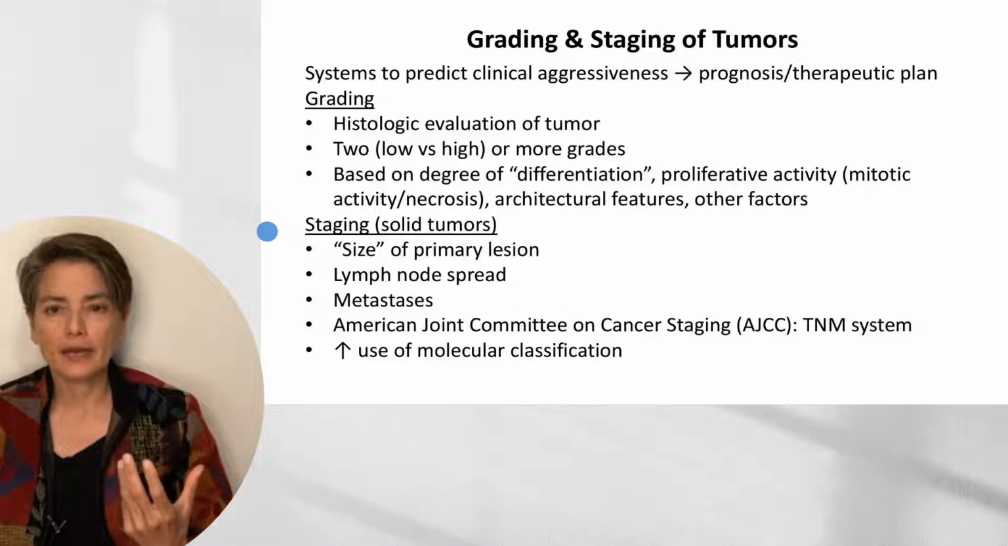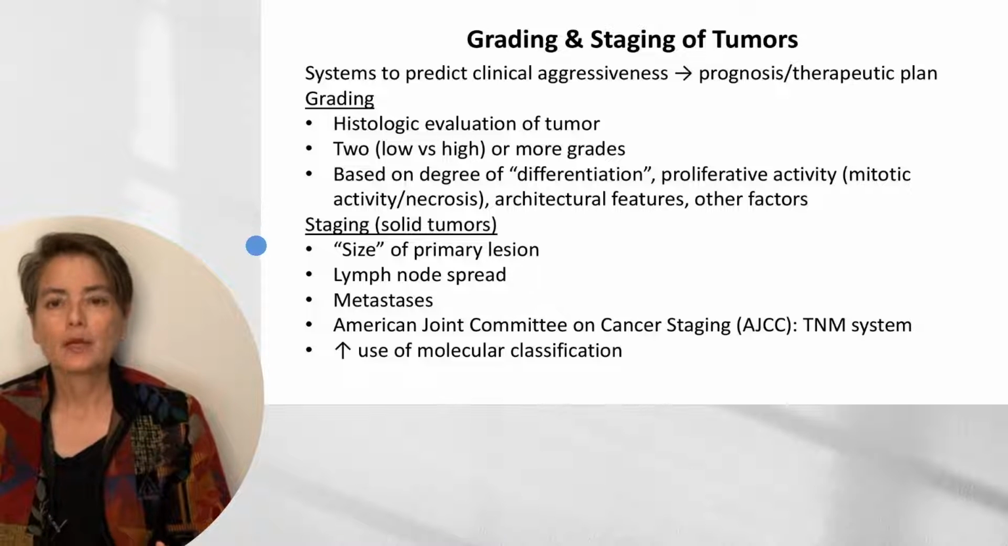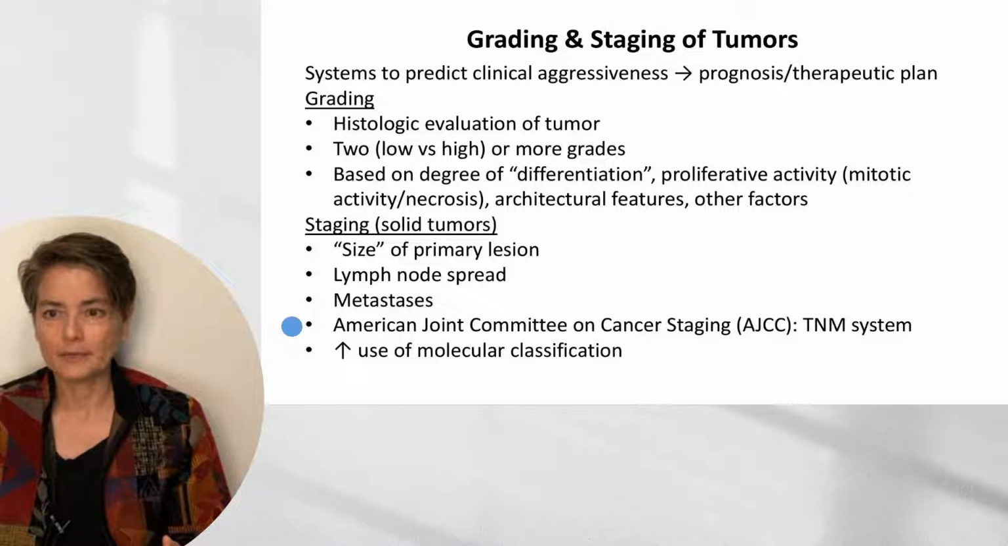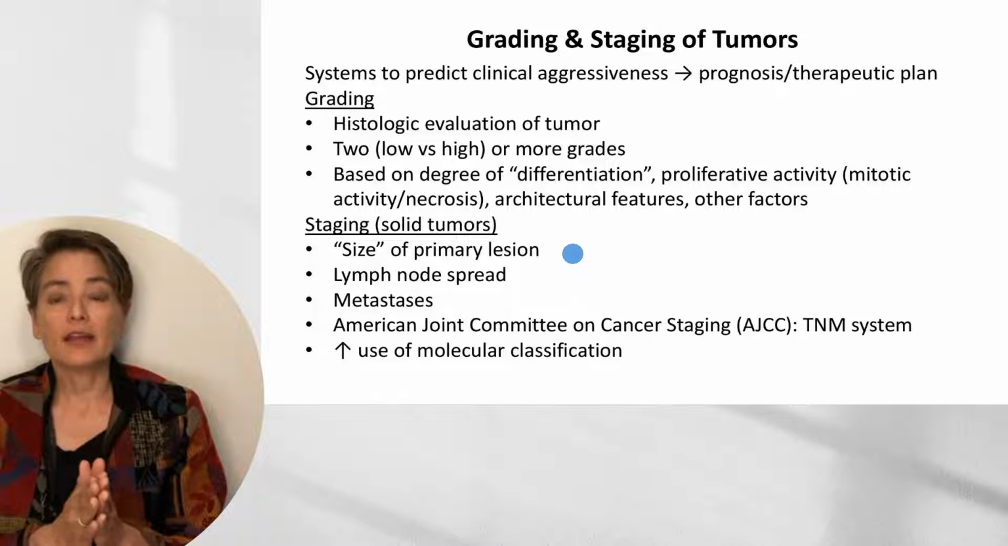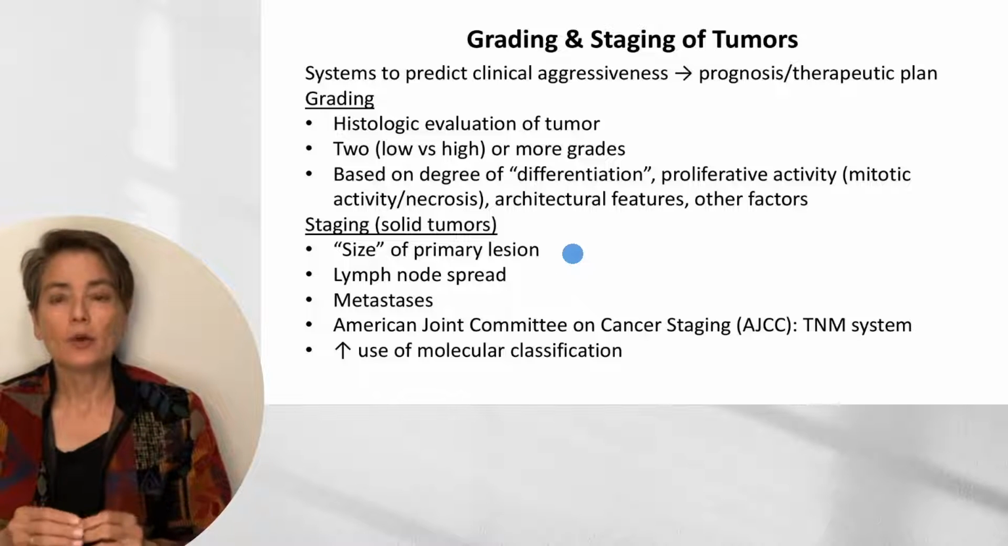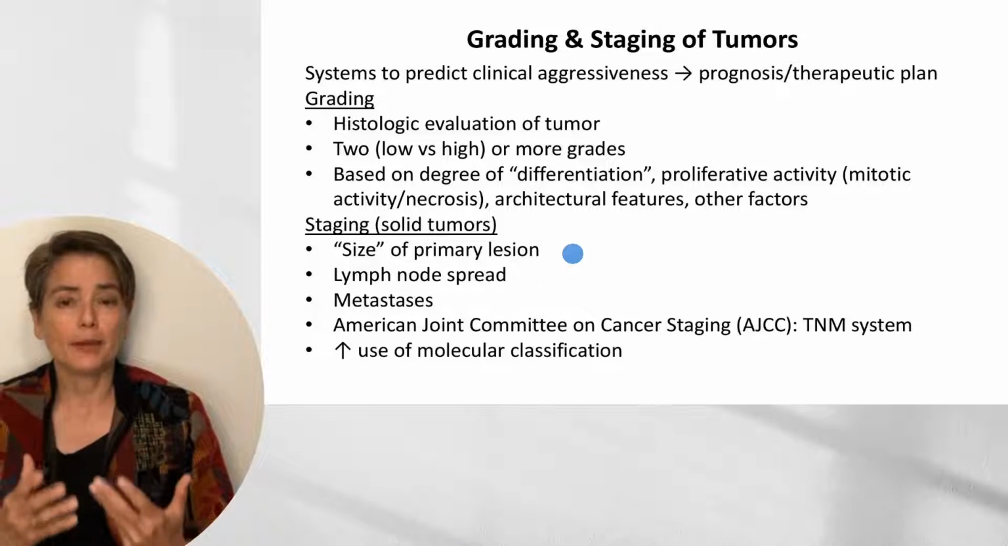Staging is going to be a combination of your clinical, your radiologic, and your pathologic evaluation. So the system that is used most widely in the United States is the AJCC system, which is the American Joint Committee on Cancer Staging. And this is referred to as the TNM system. T stands for tumor, N for nodes, M for metastases. So T is going to correspond to the "size" of the primary lesion. Now I put that in quotes because it will vary based on the type of malignancy. So different sizes have different cutoffs for elevation and stage depending on the malignancy.